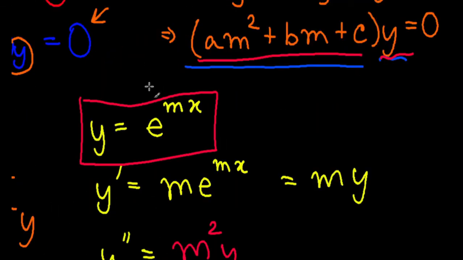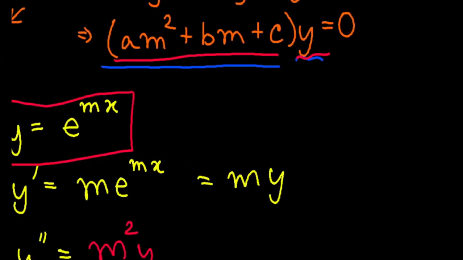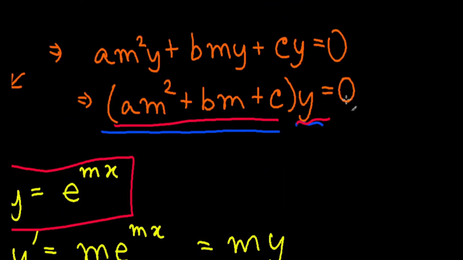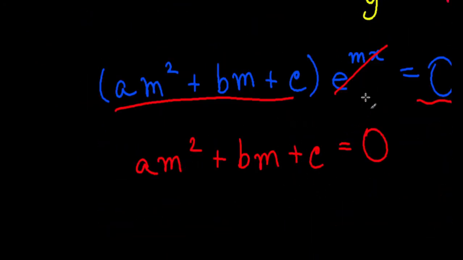So that function does meet our criteria, which we just spoke about here. And if it does, as we showed, we do have something like this on our hands, where legitimately we have a quadratic multiplied by our function y, and that's going to equal 0. And as you see, because it's e to the power mx, that cancels out, and this is the main thing. This is the main thing.